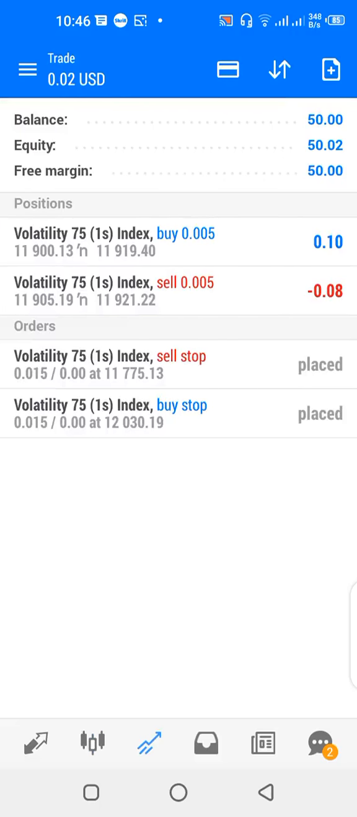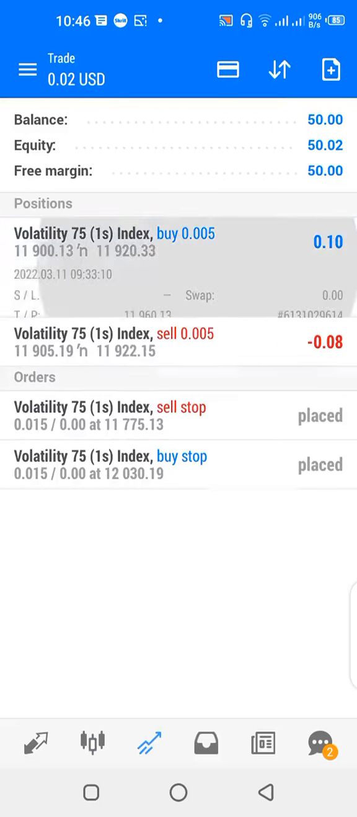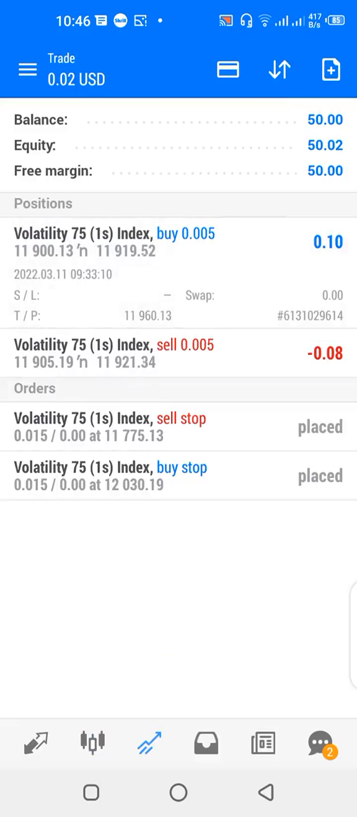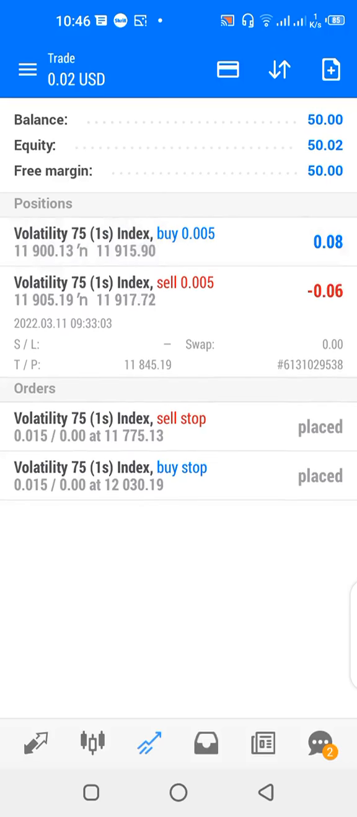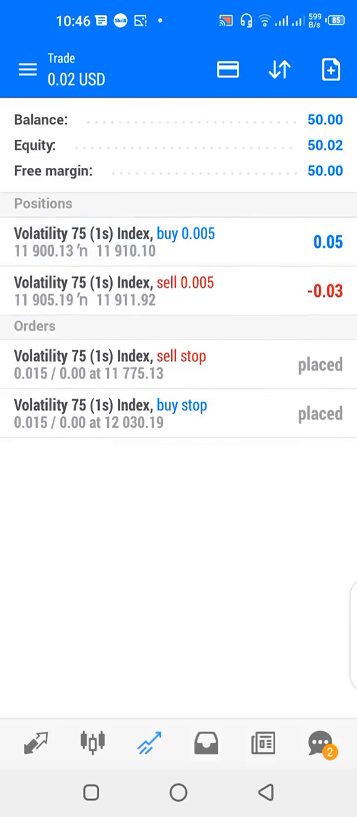So this trade is still going on. I have a running buy trade. I have a running sell trade. My buy trade is in profit. My sell trade is in loss, the drawdown. But for my account, I can still see I have $0.02. That means I'm still in profit, even if I decide to close these running trades. At the same time, I may still end up with $0.02. That's like 2 cents.